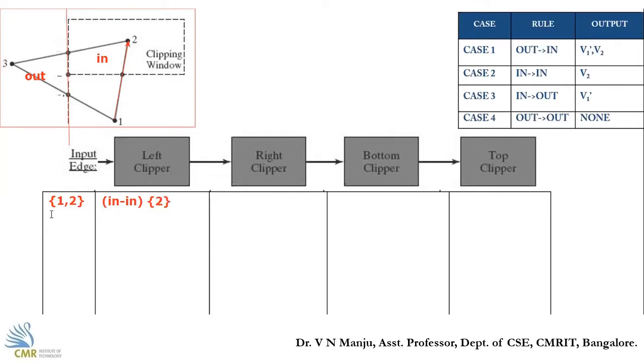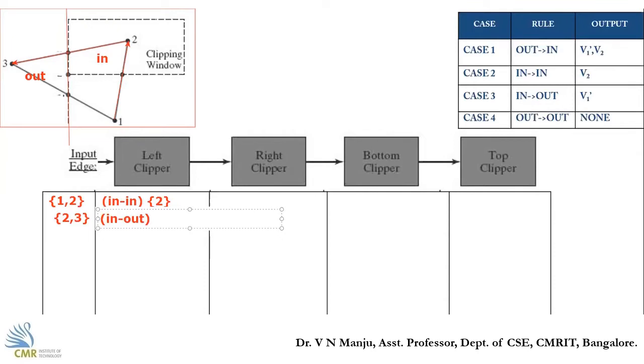What is the next edge that we want to have? 1, 2 is over. The next one we are going from 2 to 3. So I'll write it here, 2, 3. Where is it going? It is going from inside to outside. So I'll write it here, in to out. Clear with that?